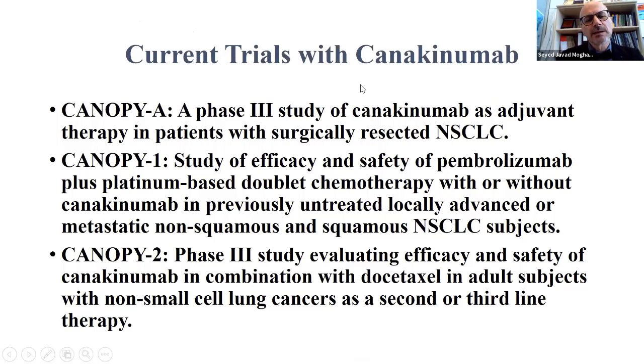According to this finding, 3 trials are now underway. These are not prevention trials, these are for treatment. In Canopy 1, they are using IL-1 beta blockade as an adjuvant therapy in patients with surgically resected non-small cell lung cancer. In another trial, they are using the combination of pembrolizumab, an immune checkpoint blockade, plus platinum-based doublet chemo with IL-1 blockade in both non-squamous and squamous non-small cell lung cancer. And then Canopy 2, a phase 3 study, evaluating the efficacy and safety of this drug in combination with chemo in patients with non-small cell lung cancer as a second or third line of therapy.